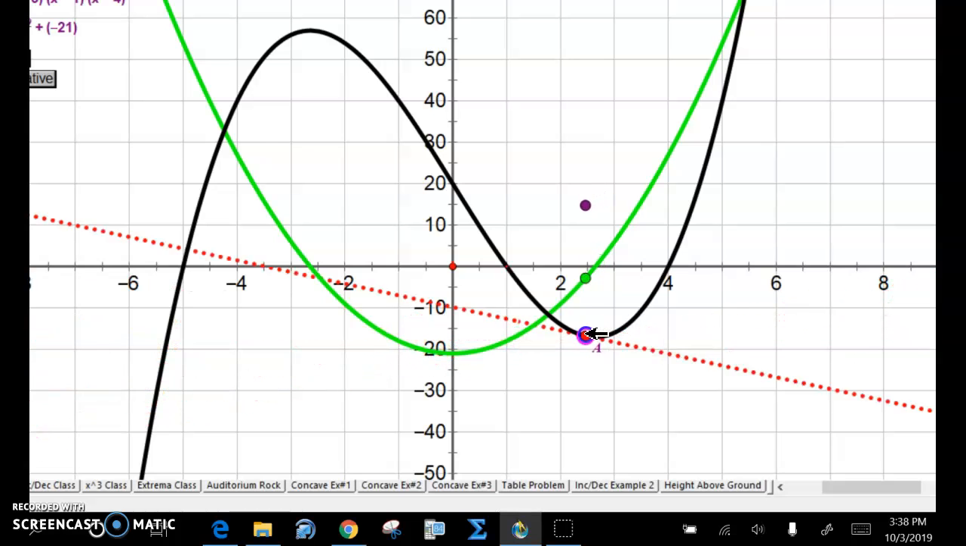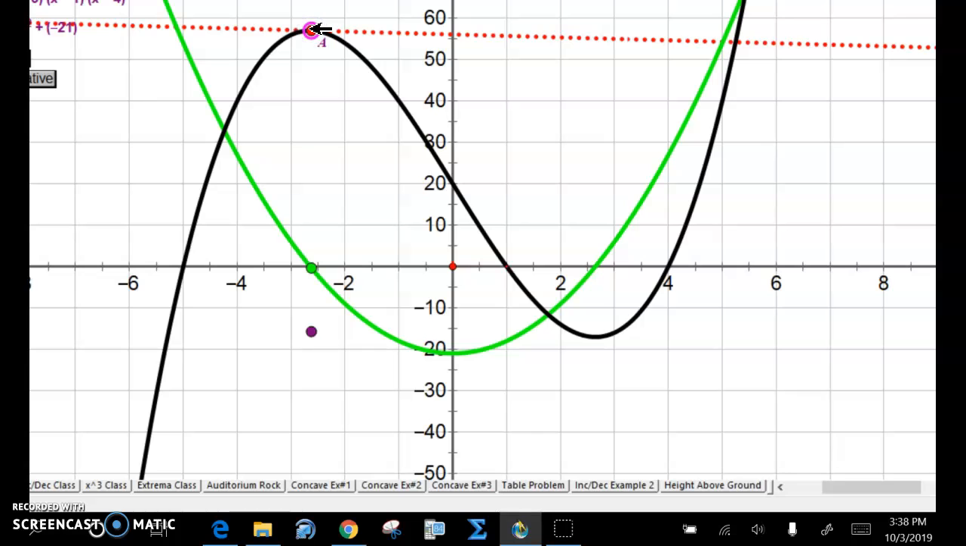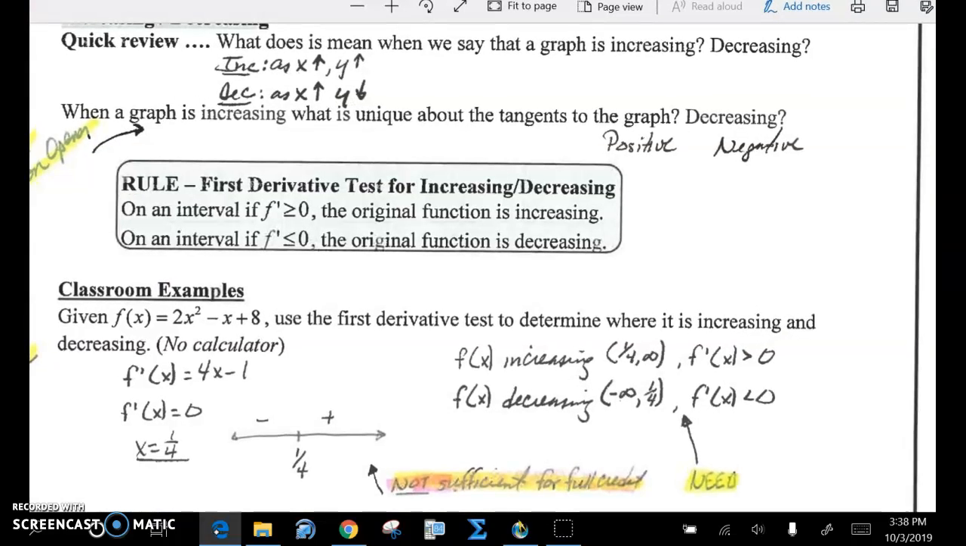I think you can kind of tell right here, you're going to get what are called critical points, which eventually we're going to figure out, are those maxes or mins, or neither, actually. So if we get back here, here's our rule. On an interval, if the first derivative is positive, the original function is increasing. If the first derivative is negative, the original function is decreasing.